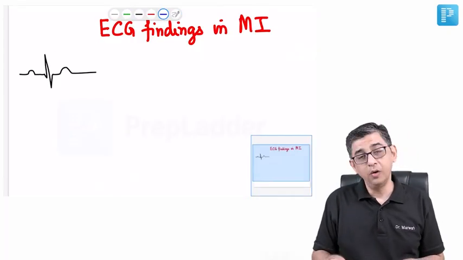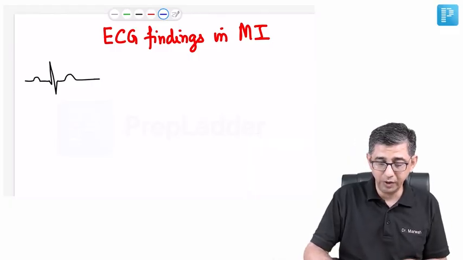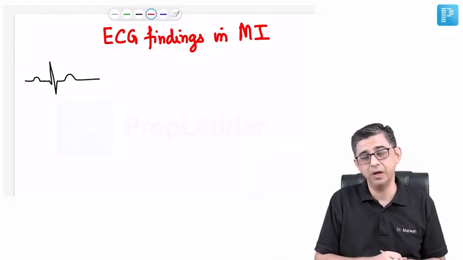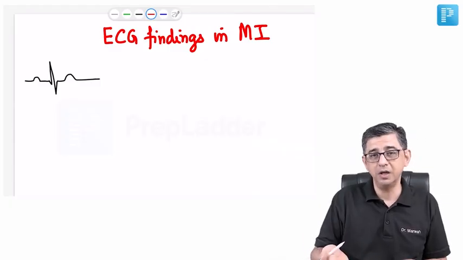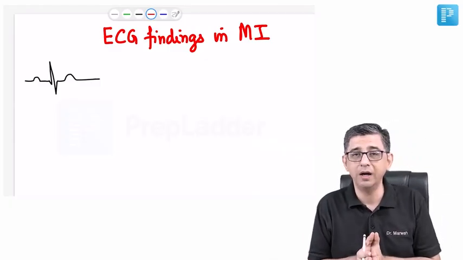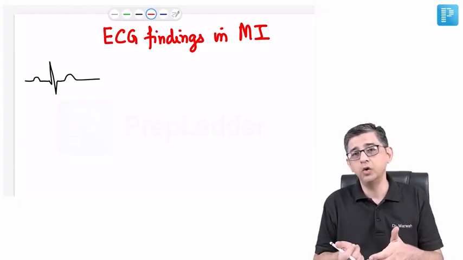Now let's just focus on the ECG findings in MI. Let's have a look at the sequence with which the findings would be appearing. Initially, once you have myocardial ischemia, there would be a change in the polarity of the T wave. Why is the T wave affected? Why not P? Why not QRS?